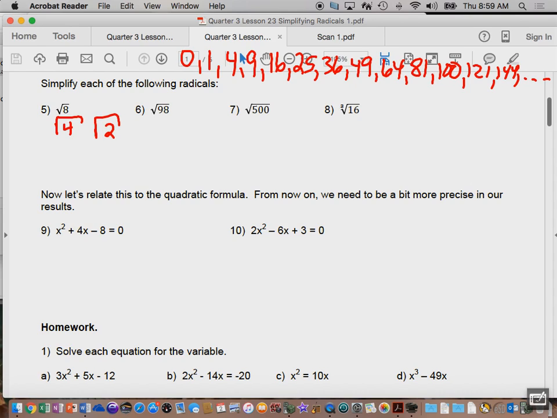And what is the square root of 4? 2. So the simplified version is 2 radical 2. Okay? So your job is to find the biggest perfect square that divides into whatever number they put under the radical, divide it in, and then see what's left over and simplify. Get it?